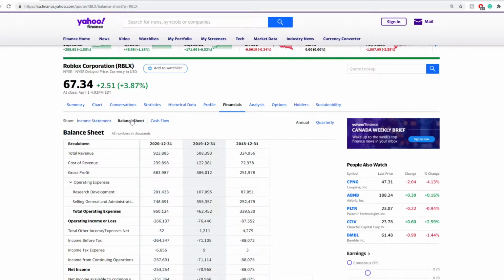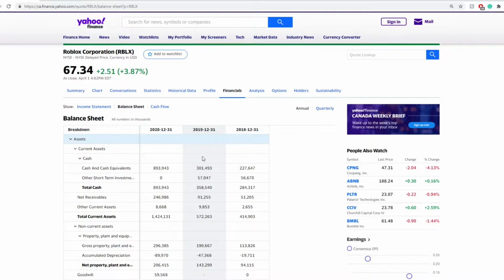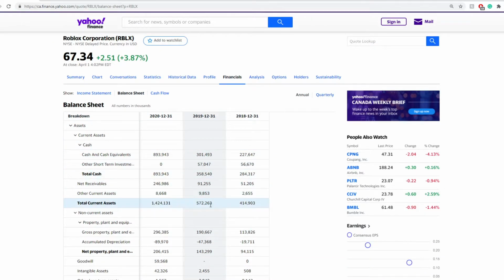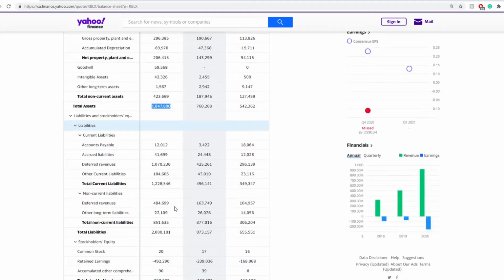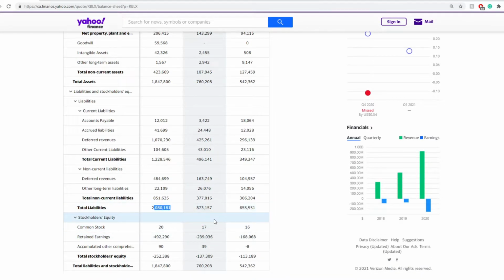And in terms of the balance sheet, let's take a look into this one. So in terms of this here, we're seeing the total current assets have multiplied, so that's a good thing. Now, in terms of total assets, you're looking from 542 million to 1.8 billion from 2018 to 2020. Total liabilities, however, that one has skyrocketed as well. You're looking from 655 million to 2 billion. So currently, they are net negative in terms of total assets to total debt.